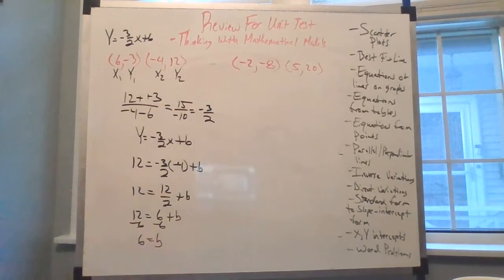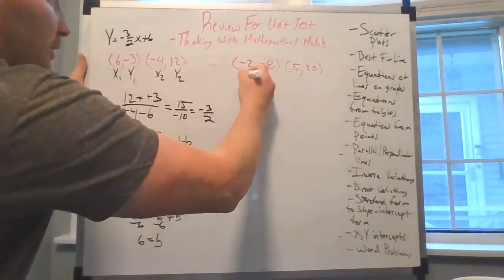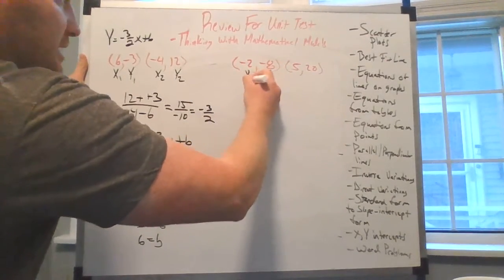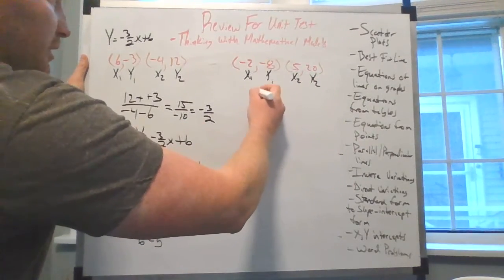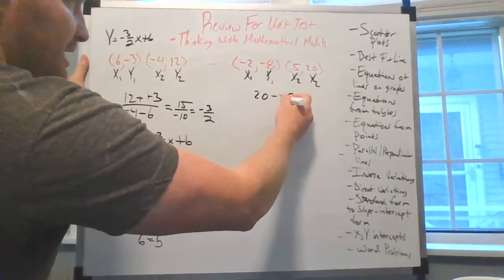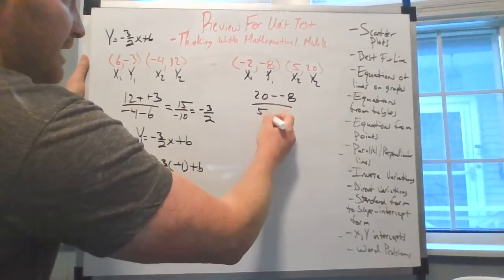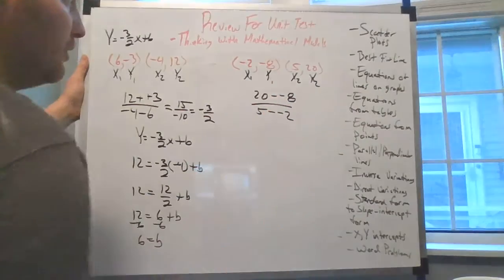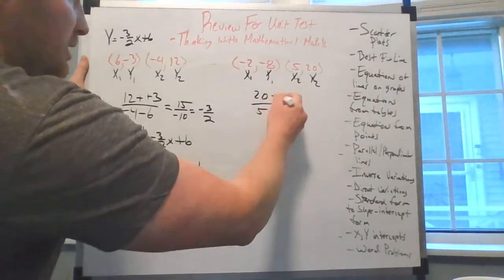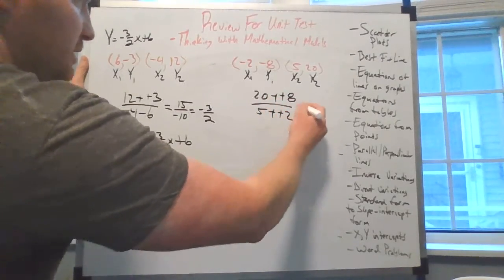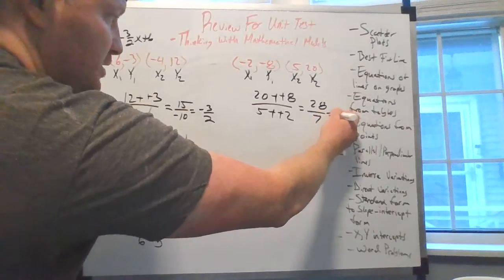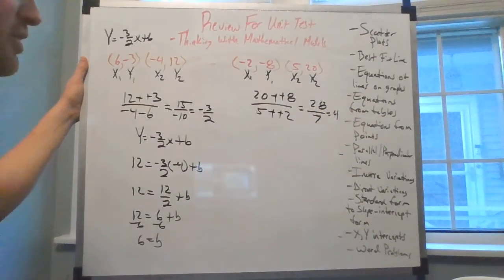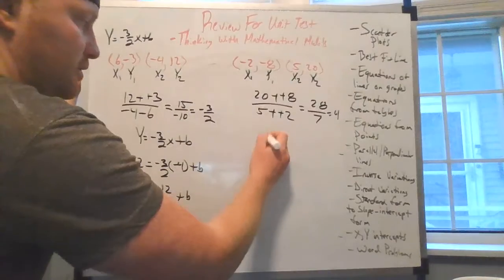Now I'll do one more example for you. Do this one on purpose, so here we go. Again, this is an x1, y1, and this is an x2, y2. Now just go ahead and do it. Do the work. 20 minus negative 8 all over 5 minus negative 2. So I'm going to get plus, plus, plus, plus. And I'm going to get 28 over 7, which equals 4. There's your slope. Now we got to find that y-intercept.